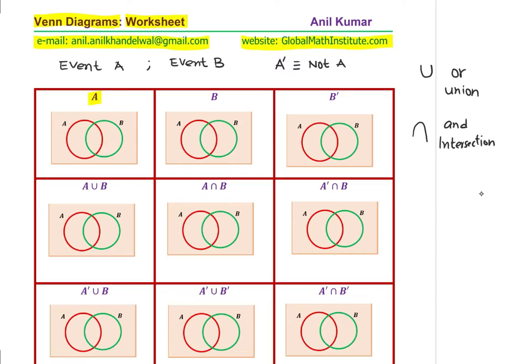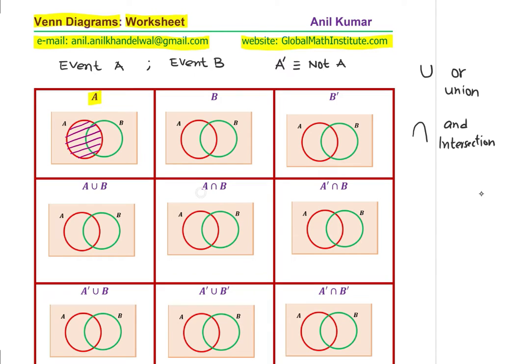So we have different operations, as you can see. So you need to shade the given Venn diagrams as per the instructions on the top. For example, if I'm looking for an event A, A means the one circle shown in red. So that is how we are going to shade in A. Is that clear to you?